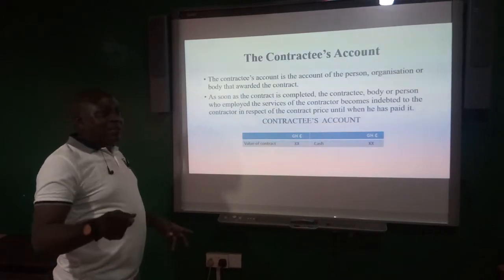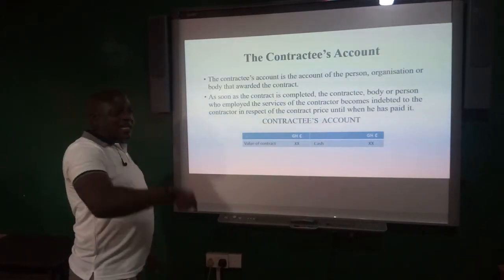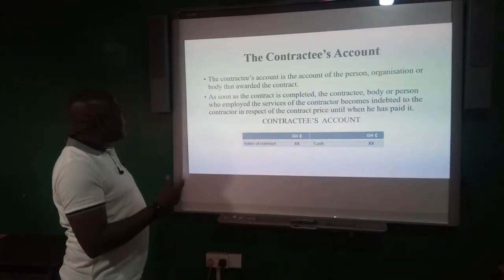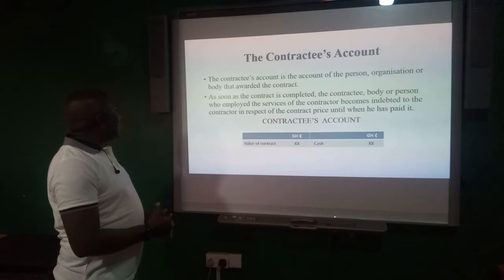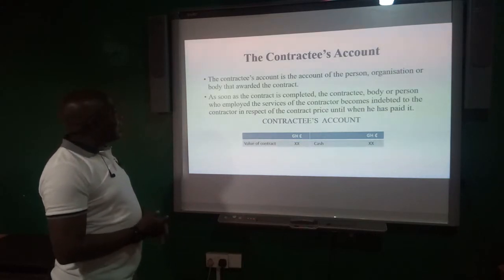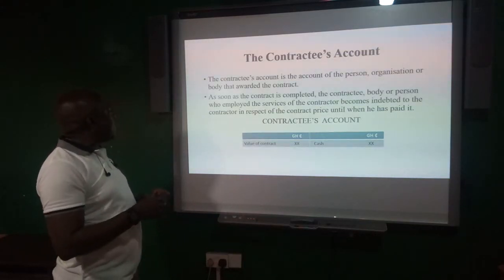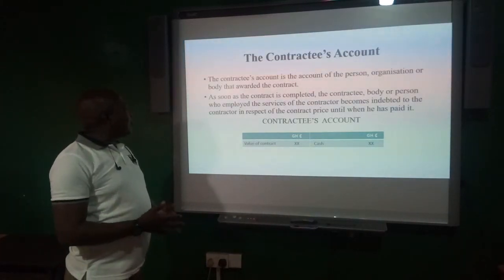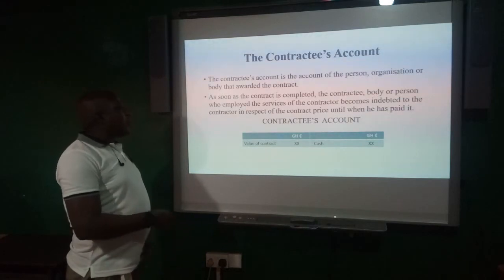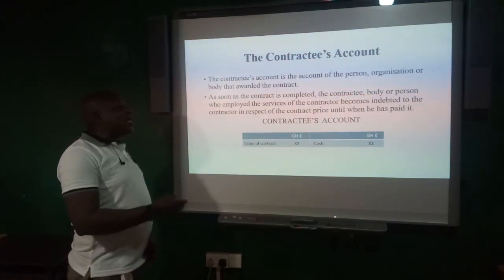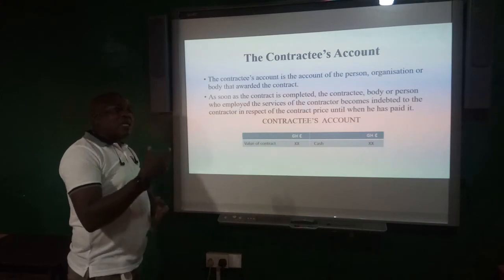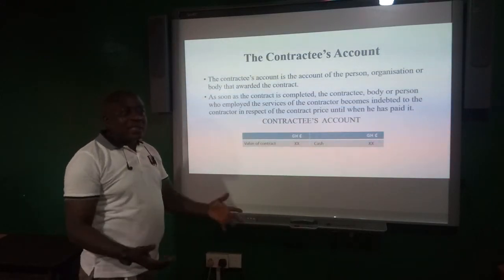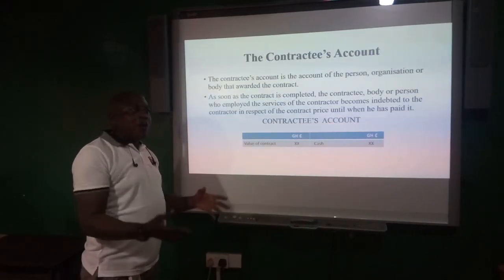So the person who is doing the work is the contractor, and the person who is giving the work for somebody to execute is the contractee. And the next one is, as soon as the contract is completed, the contractee, body or person who employed the services of the contractor becomes indebted to the contractor in respect of the contract price until he has paid it. Before the contractor comes to site, you agree with him or her how much you are going to pay for the contract.